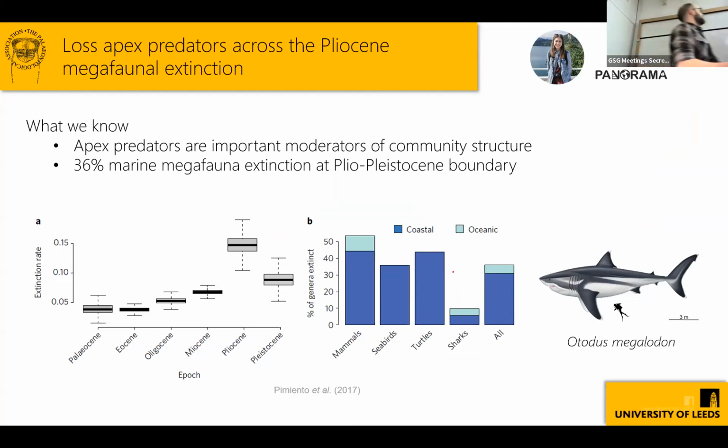And we don't really know what would happen if we lost them from our modern ocean today. But the fossil record has lots of evidence of what happens when you lose a marine apex predator. We just have to piece that evidence together. Perhaps one of the most recent examples was this Pliocene megafaunal extinction event, where we lose about 36% of marine megafauna across the Plio-Pleistocene boundary. The most charismatic of those faunas is the giant megatooth shark, Otodus megalodon, the Meg, one of the biggest apex predators we've ever had on Earth, as far as we know.